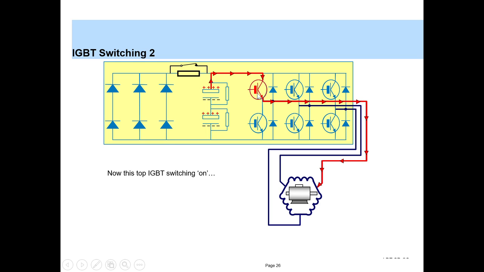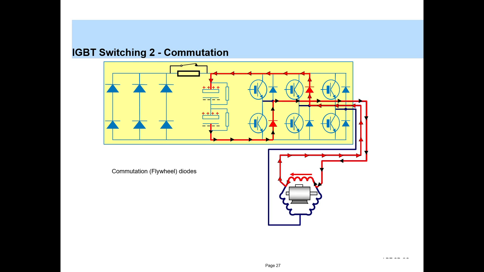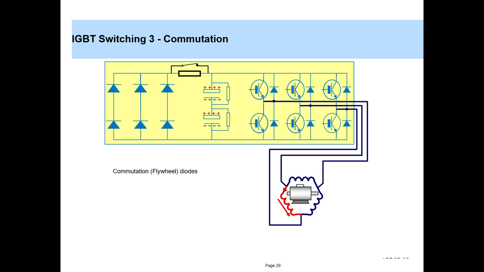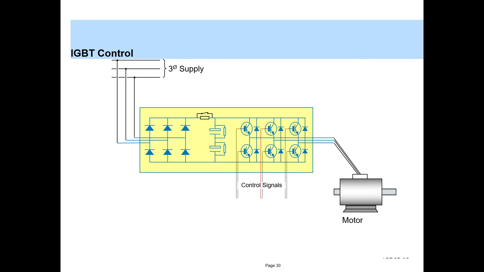We have this IGBT number 1 fired up along with this IGBT, and current passes through this phase. And similarly, the two freewheeling diodes help in the continuous conduction of current. Now this switching sequence of IGBTs is really very important, and it needs to be controlled very precisely, and it's very time critical.